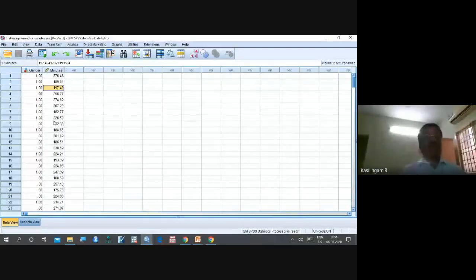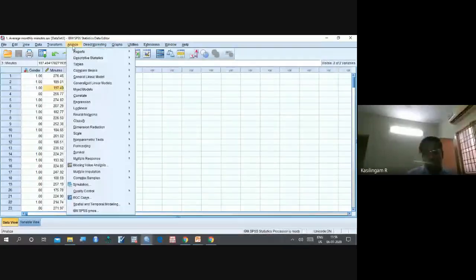Very good. So now I know the two variables. One variable is having two categories, another variable is metric. Then I have to use the independent sample t-test. Now let me go to Analyze.